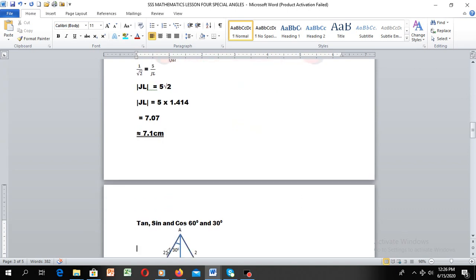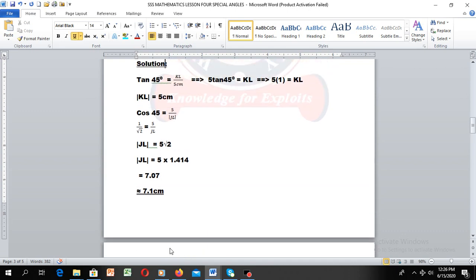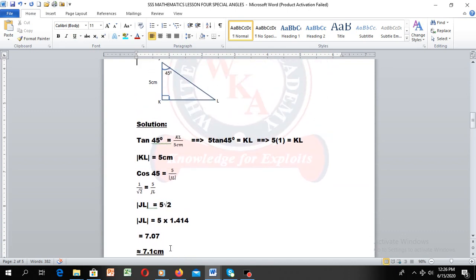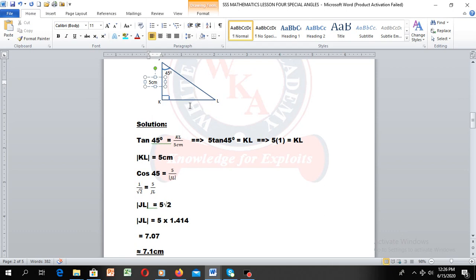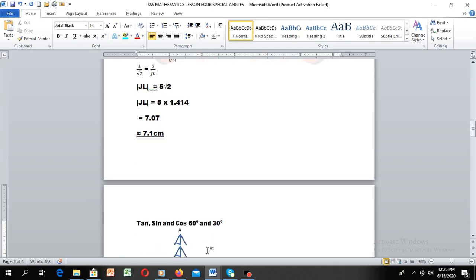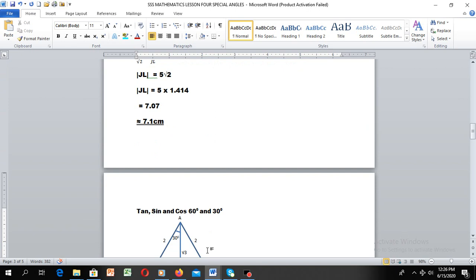And don't forget, the hypotenuse is the longest side of a triangle. You can see that this 7.1 centimeters is longer. 7.1 is bigger than 5. So 7.1, which is the hypotenuse, is bigger in value than the adjacent side, which are equal, 5 centimeters, 5 centimeters. Alright, so that is an example based on angle 45 degrees.